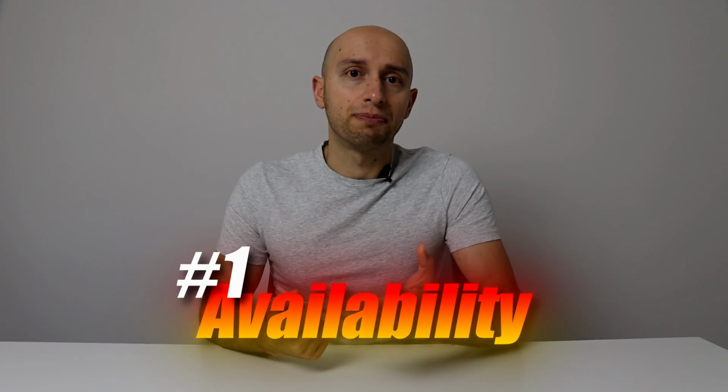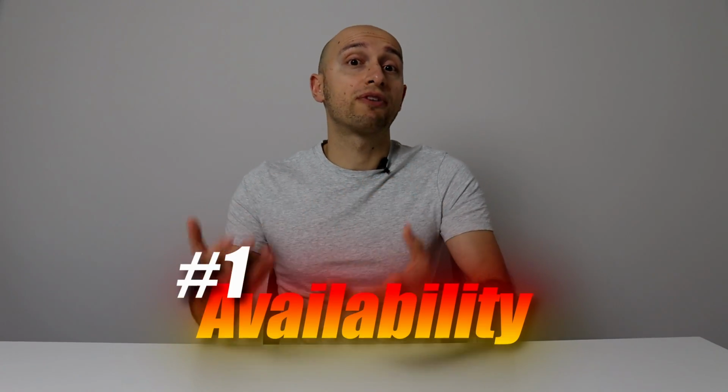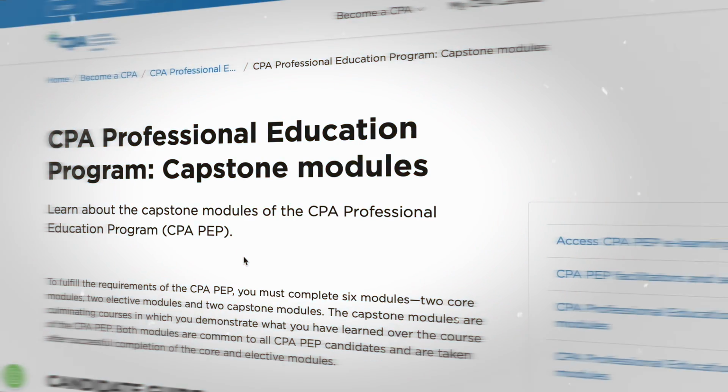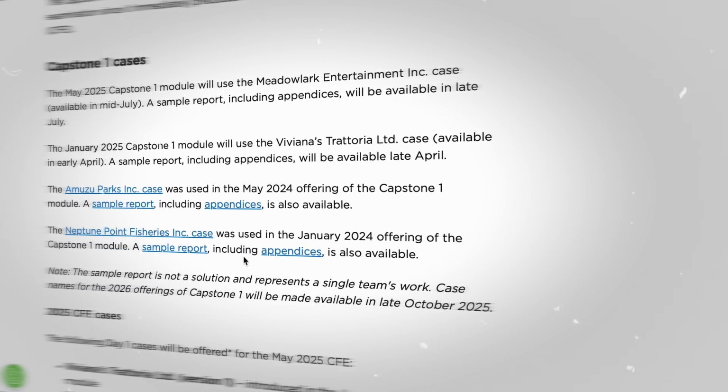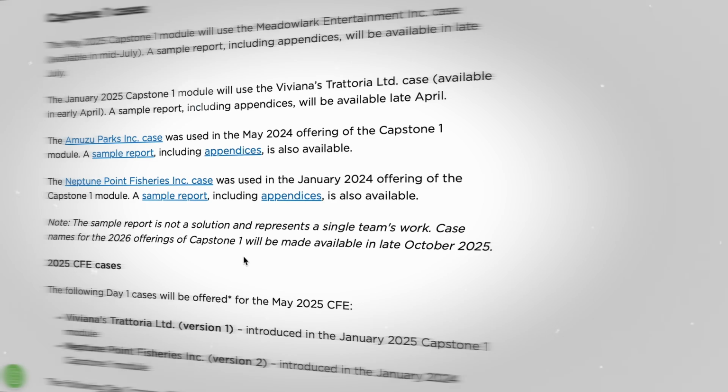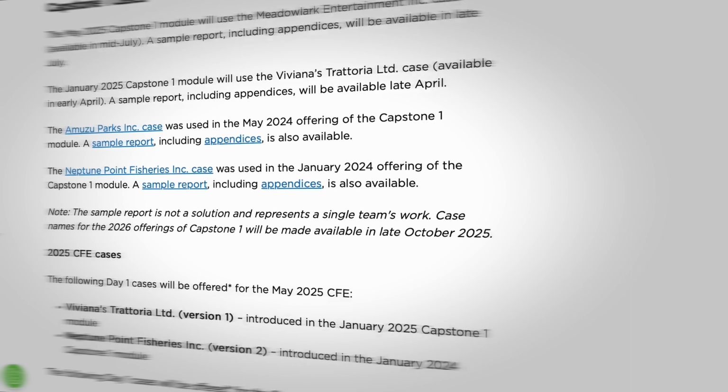Here's how to decide. The first factor is availability. The version 2 case is already available, as I said earlier. The Capstone 1 original version, the sample answer to Capstone 1, the practice cases from Capstone 2, it's all available to you, so you can begin your review early. The earlier you start, the better it is, so this is a clear advantage for version 2.